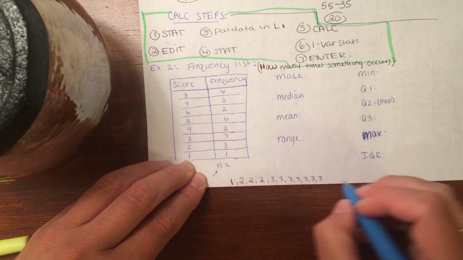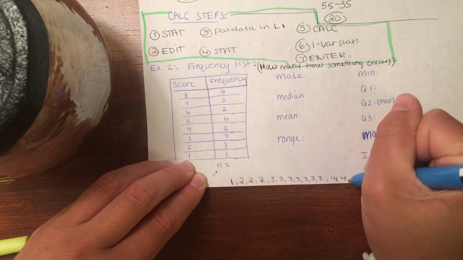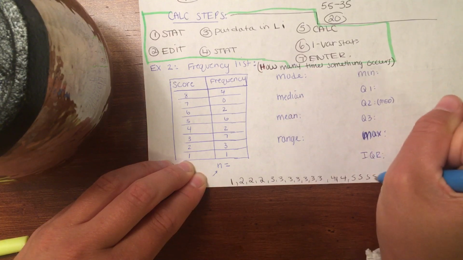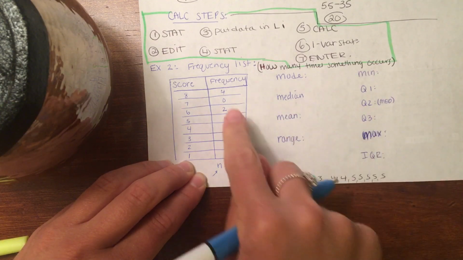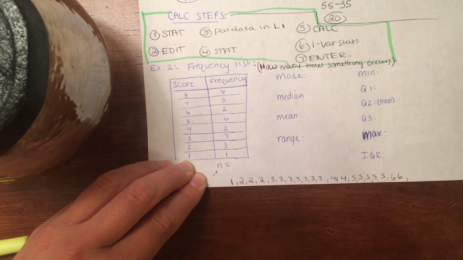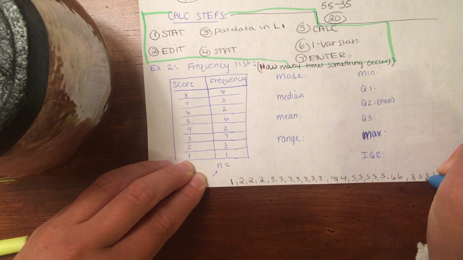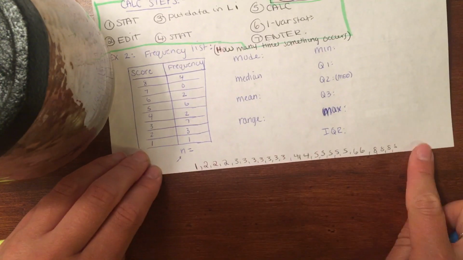You get the picture here? 2 people scored a 4, so 4, 4. 6 people scored a 5: 1, 2, 3, 4, 5. 2 people scored a 6, so 2 6s. Nobody scored a 7, so I'm not even going to write it. And 4 people scored an 8, so 1, 2, 3, 4. Okay, so that's a relatively long list.